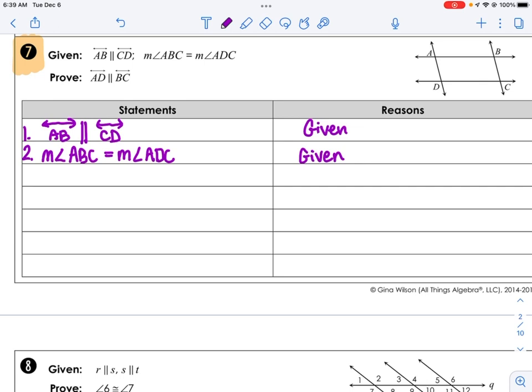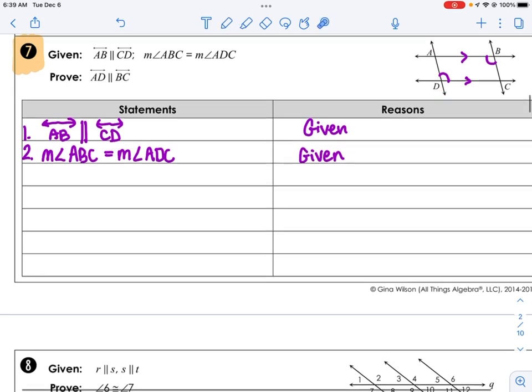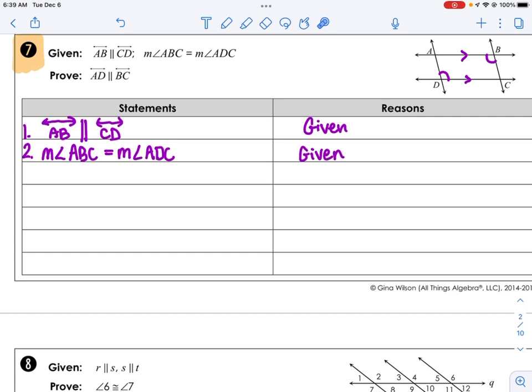All right, we've got a couple of parallel lines. Line AB is parallel to line CD. We know a couple of congruent angles, measure of angle ABC, so that one up there, and ADC down there are congruent. And we are trying to show that line AD is parallel to line BC. So again, our goal is to get either some corresponding angles congruent, alternate interior angles congruent, some sort of pair of angles that have our required relationship to show that those lines AD and BC are parallel.